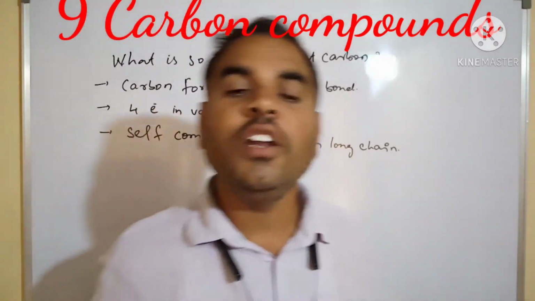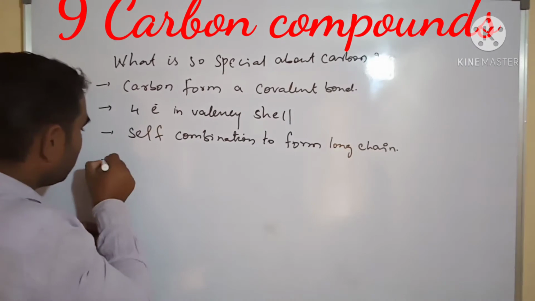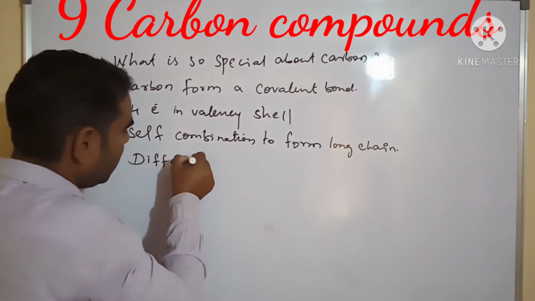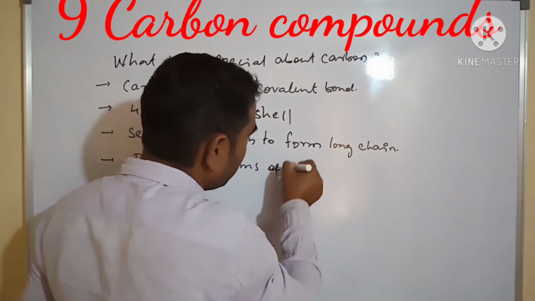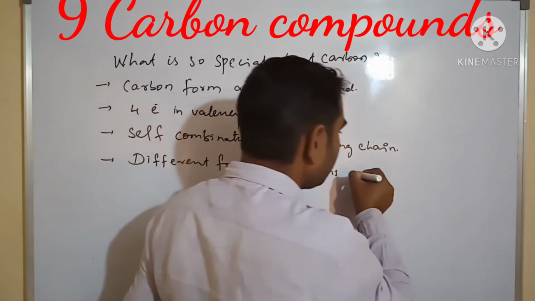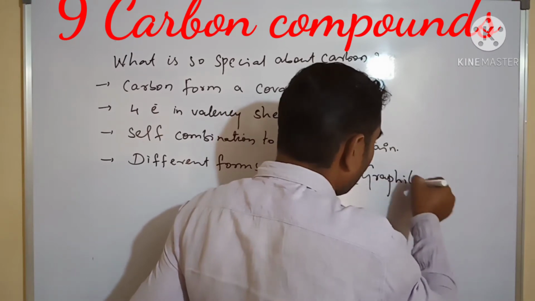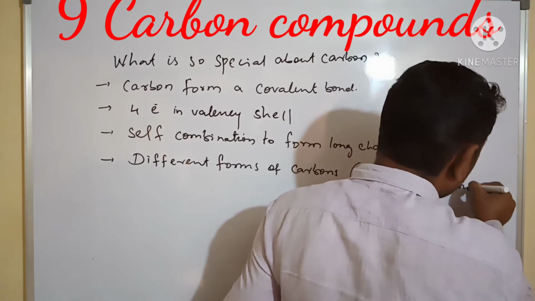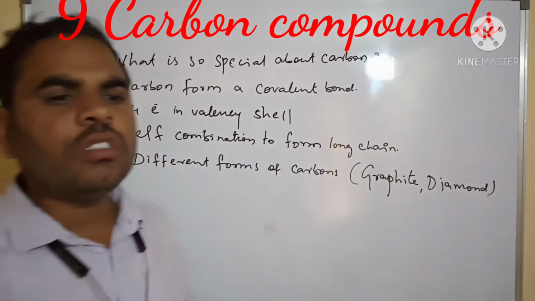Next we have to see the different forms of carbon, like graphite and diamond.